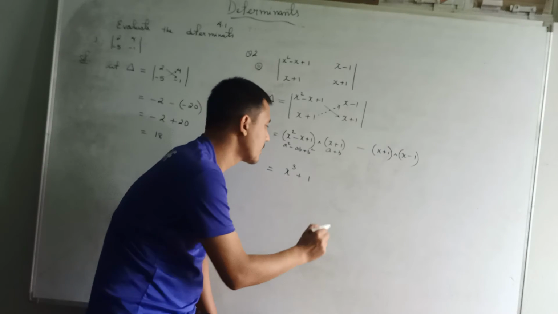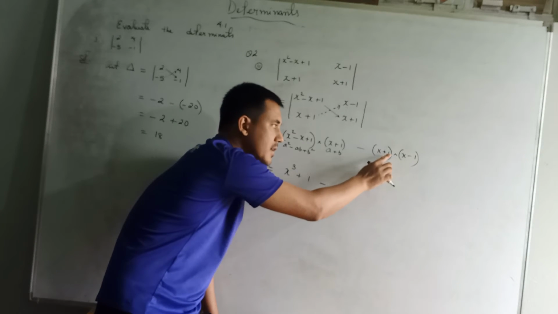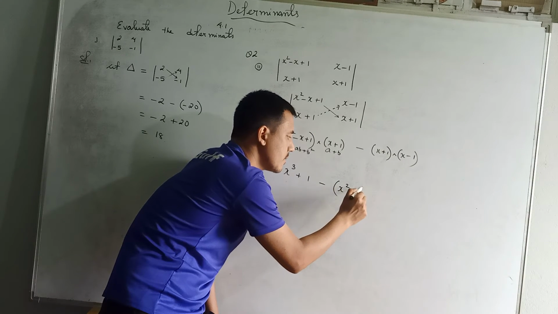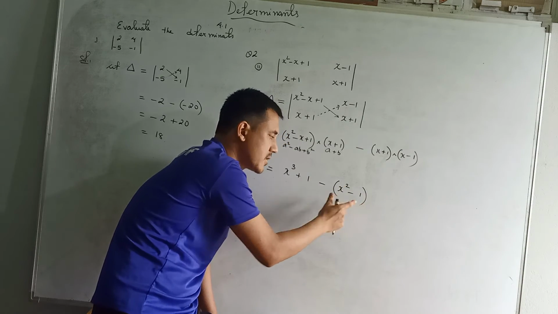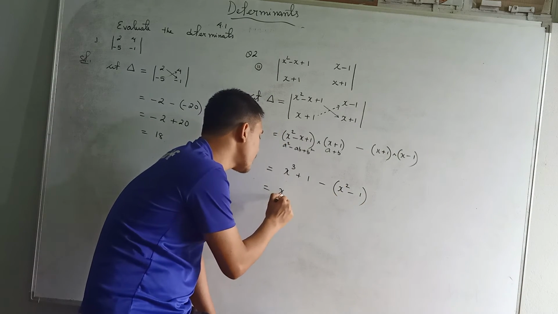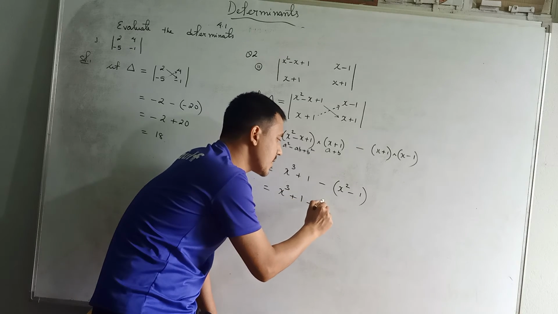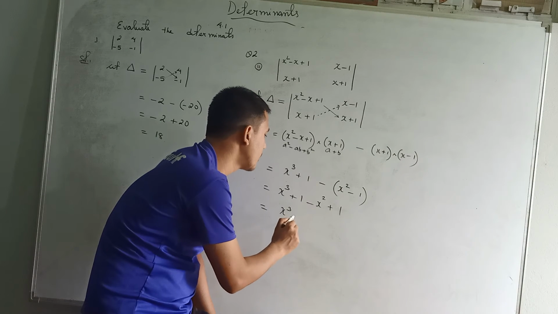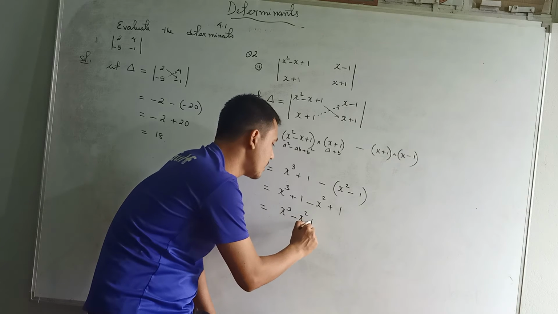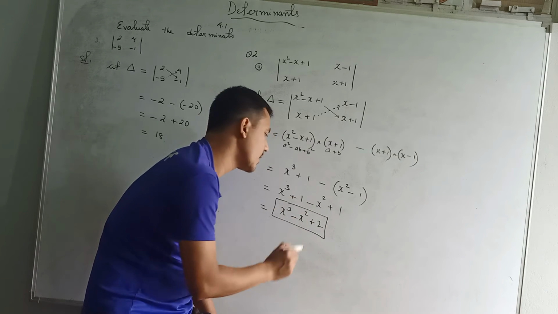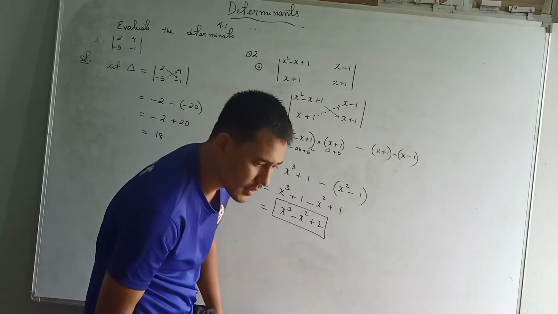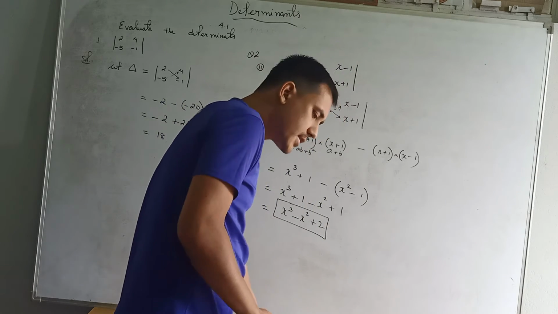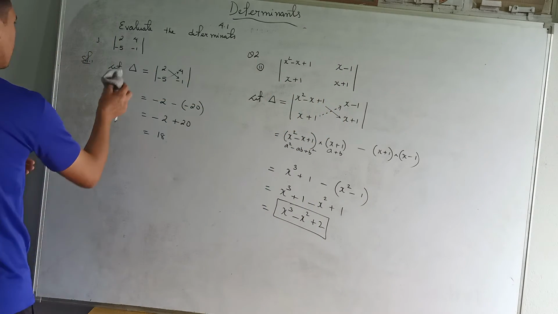1 cube is 1. Minus. This is following the pattern a plus b times a minus b, that's a square minus b square. We have a negative here, so we have used parentheses. So x cube plus 1 minus x square plus 1. So that is x cube minus x square plus 2. So this is your required value. Is it alright? Like that, the same way you can try the rest of the things for 2 cross 2 determinant.